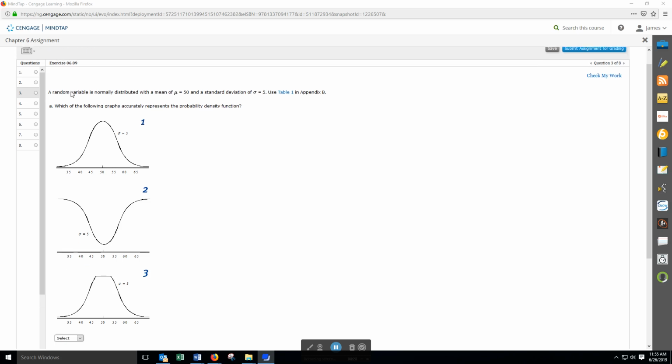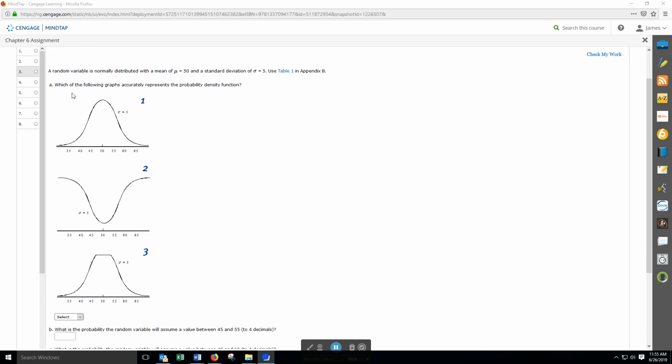So here we'll start real quick. We're working with continuous distributions here, and the main one we're going to work with is a normal distribution. That is the bell-shaped curve that you typically find. We'll work this problem here. This is off of Cengage. It's a Chapter 6 assignment, and this is just to help you.